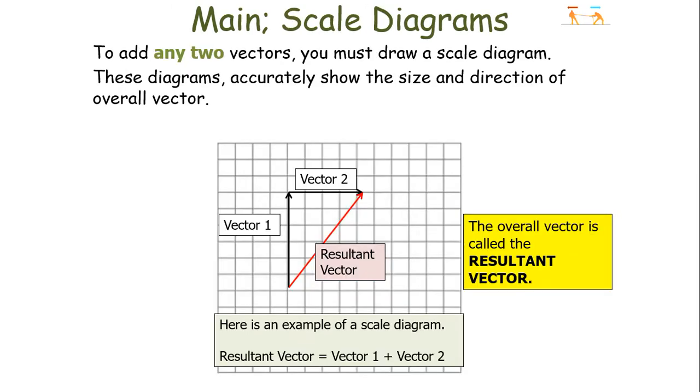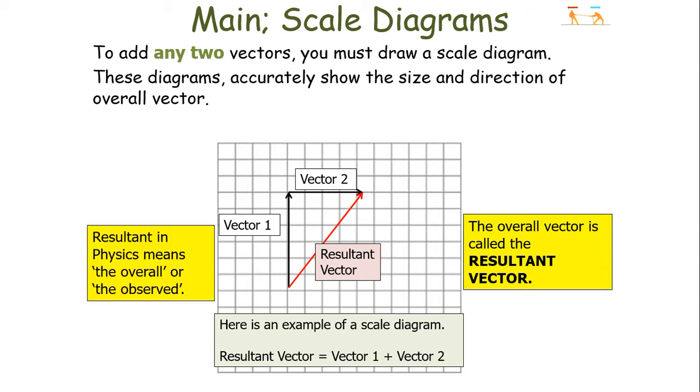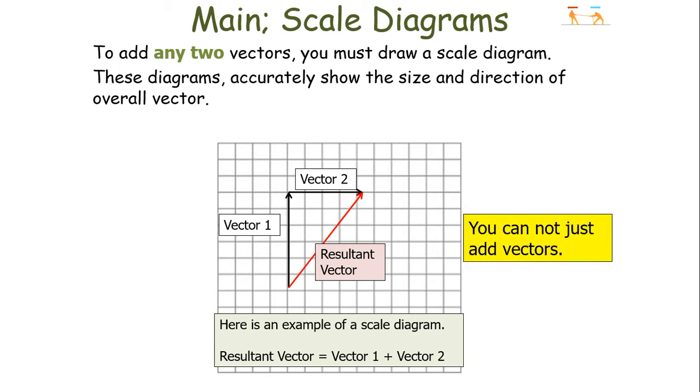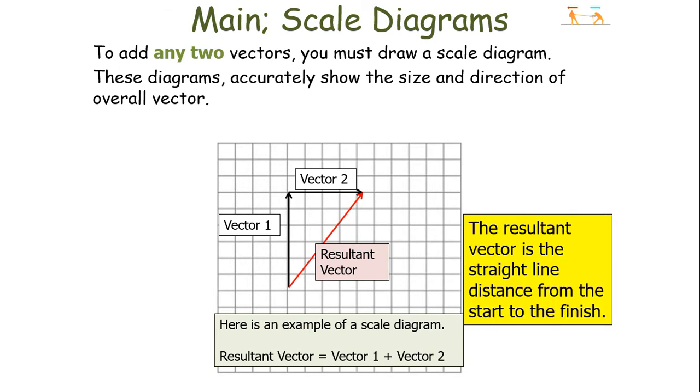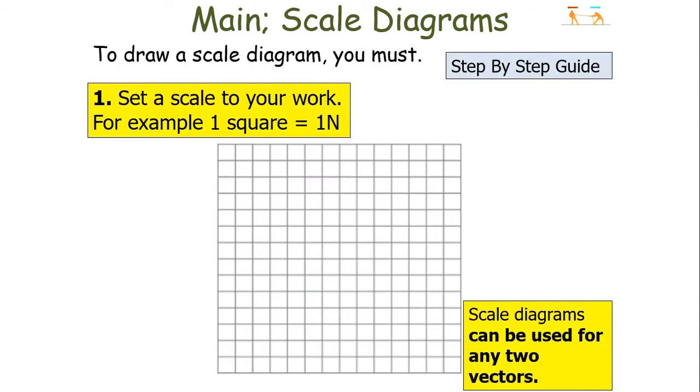Now to add any two vectors which are not in the same plane, either horizontal or vertical, or negative of each other, you've got to draw a scale diagram. These diagrams accurately show the size and the direction of the overall vector, which we sometimes call the resultant vector. So here's an example of a scale diagram where we've added vector 1 and vector 2 to get the resultant vector. Resultant in physics means the overall or the observed vector, and you can't just add them like you would do scalars. So the resultant vector is the straight line distance from the start of the diagram to the finish of the diagram.